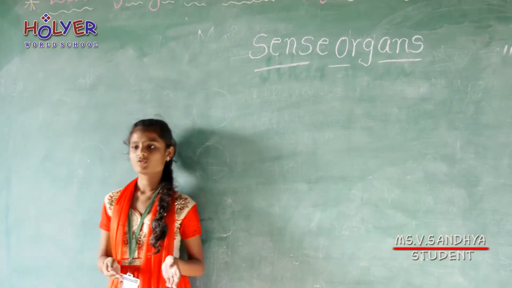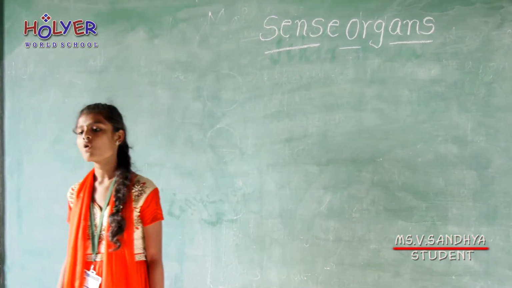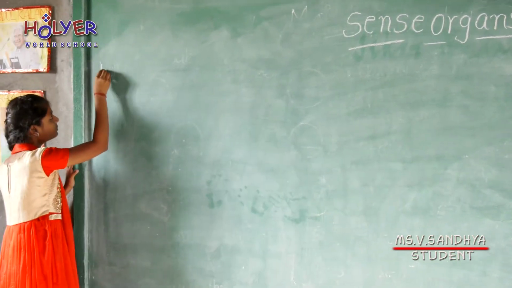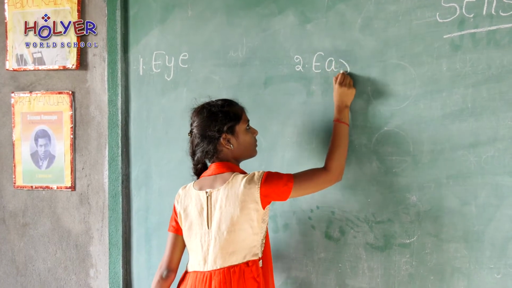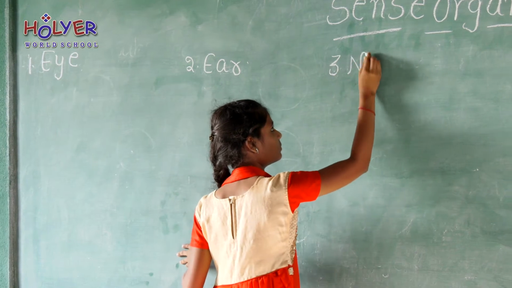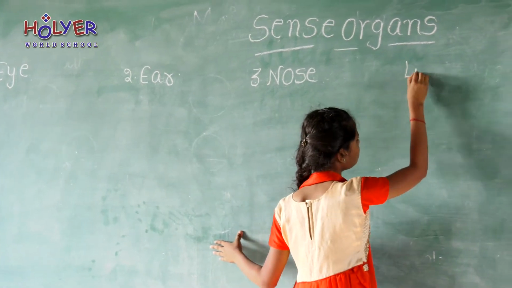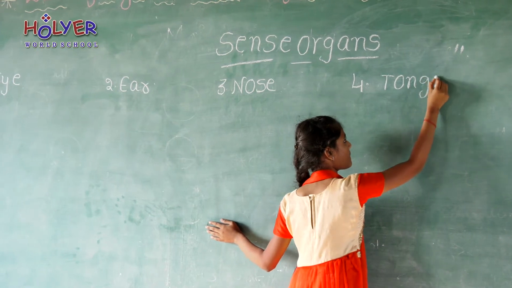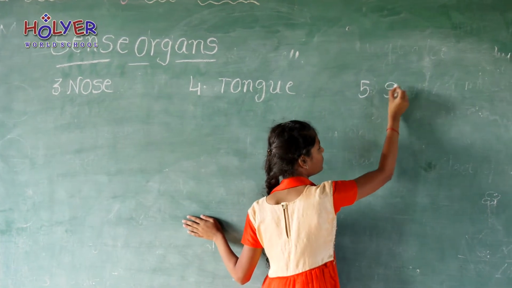Sense organs. The organs which have the sensation like hearing, vision, taste, smell, touch are known as the sense organs. We know in our body we have 5 sense organs that are eye, ear, nose, tongue and skin.